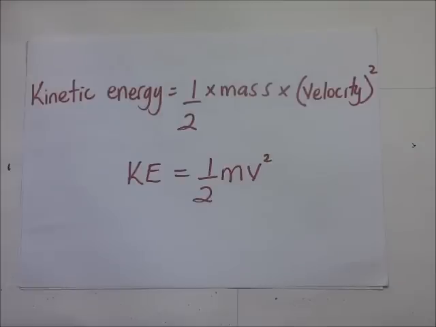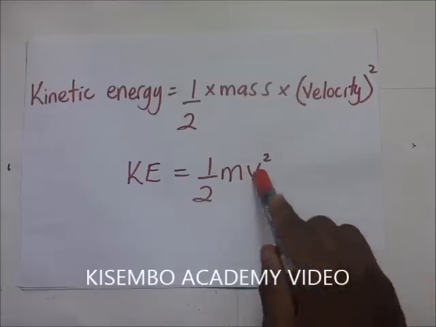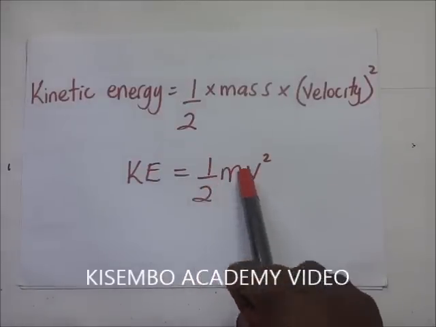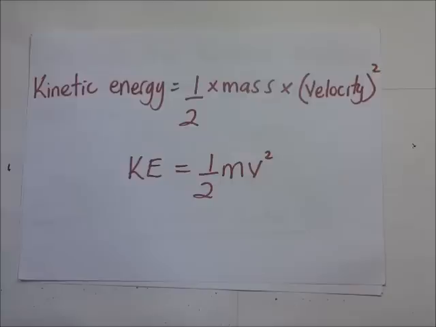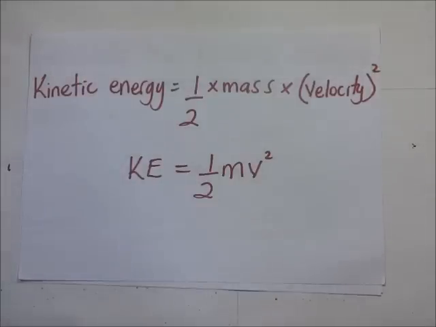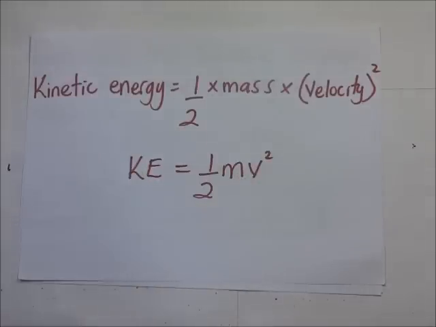So if a body is in motion and it is running at a certain velocity v, then its kinetic energy will be given by a half times its mass times its velocity squared. The velocity has to be in meters per second, the mass has to be in kilograms, so that we're able to get the kinetic energy in joules.